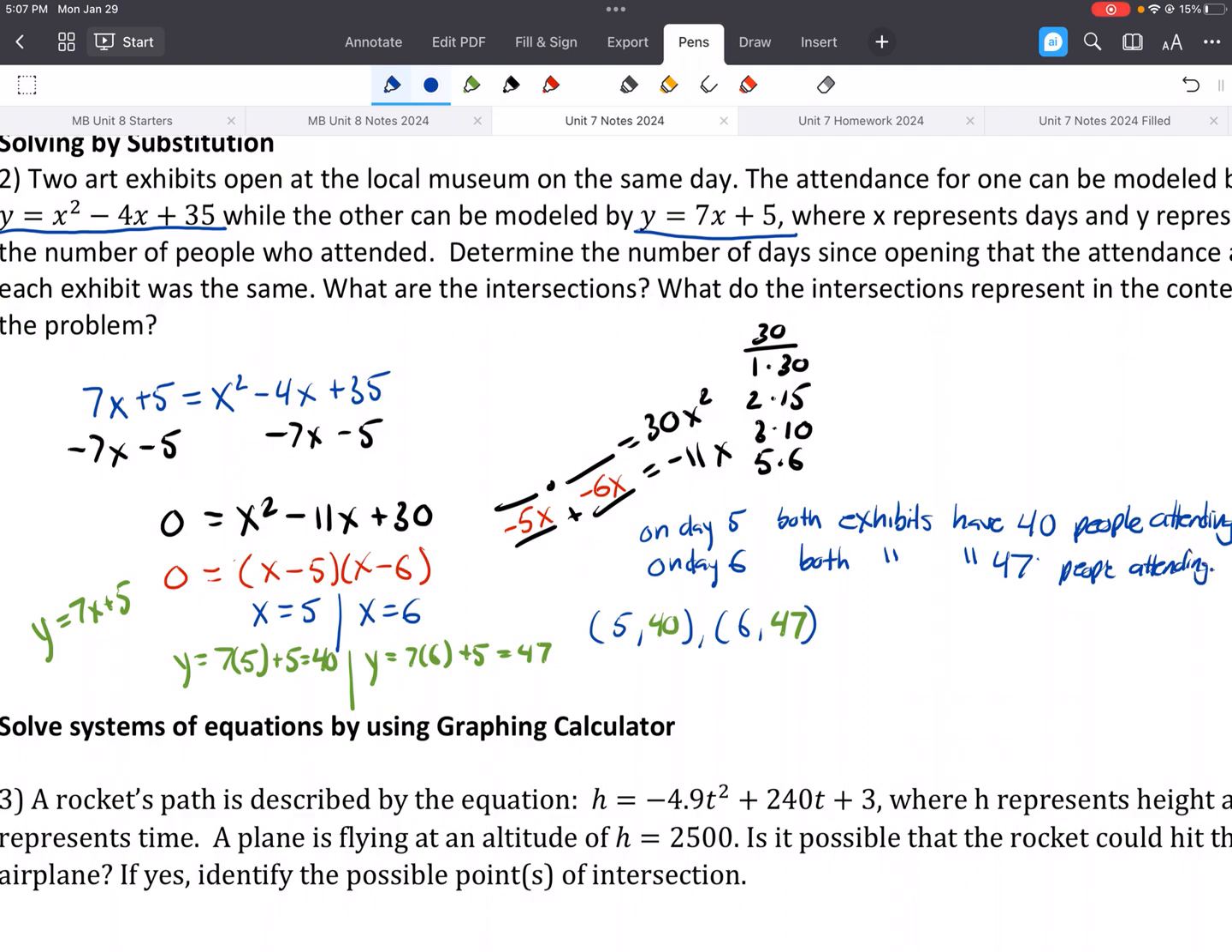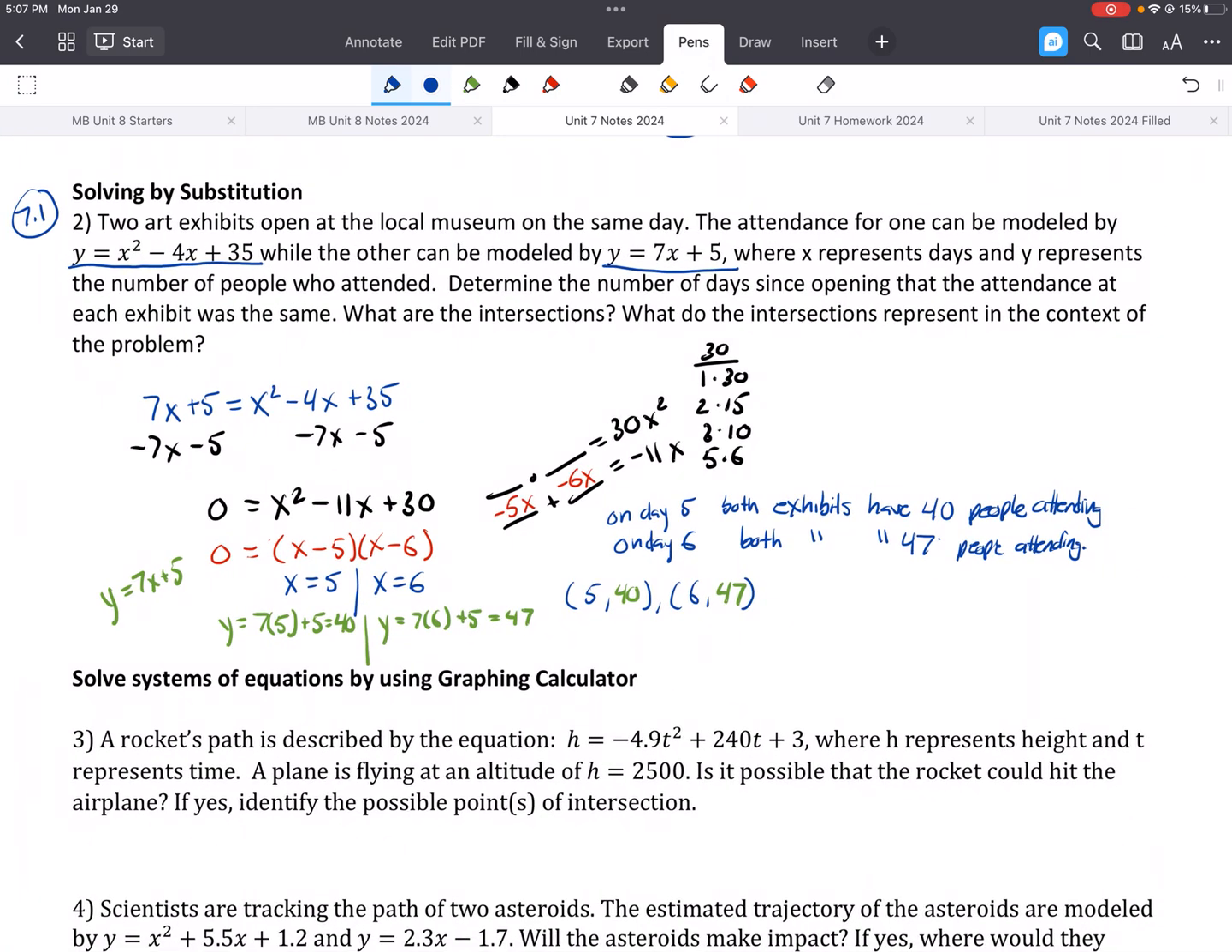Okay. So on any other days, the same amount of people won't be attending both. So these are the only times where both exhibits have the same number of people attending.